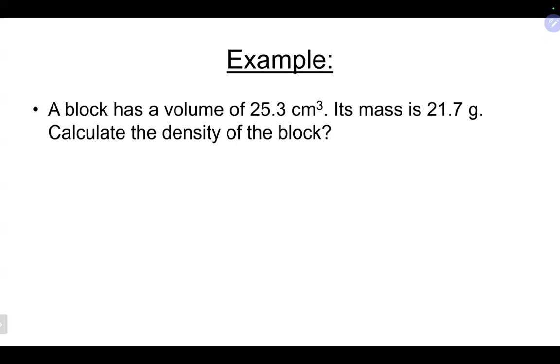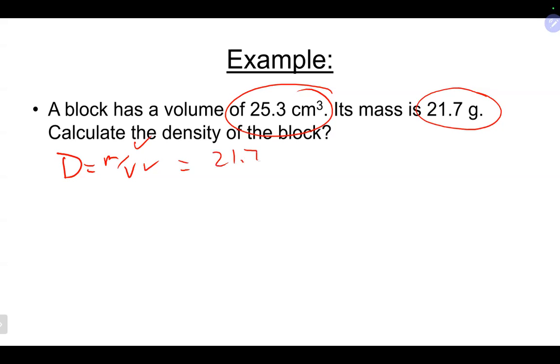All right, so let's try an actual calculation here. A block has a volume of 25.3 cubic centimeters. The mass is 21.7 grams. Calculate the density of the block. All right, so if you're not sure, obviously density is mass divided by volume. So clearly we have a volume here, and we do have a mass as well. So really in this case, all we have to do is plug and chug. So that's going to be 21.7 grams divided by 25.3 cubic centimeters.